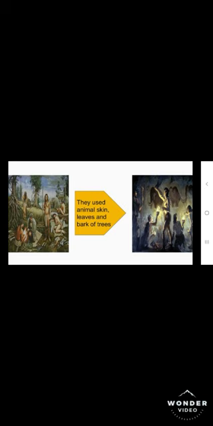This picture shows the cavemen. You can see they used animal skin, leaves and bark of trees to cover themselves and to protect themselves. All right, the next slide is all about what kind of clothes we wear.